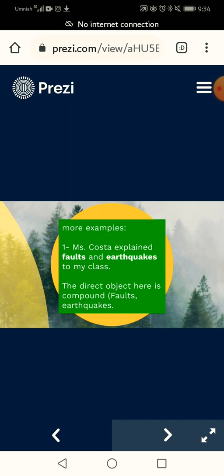Now, for more examples, Miss Costa explained faults and earthquakes to my class. Now, in this sentence, we have the action verb explained. After explained, faults and earthquakes receive the action. So the direct object here is compound because we have faults and earthquakes.